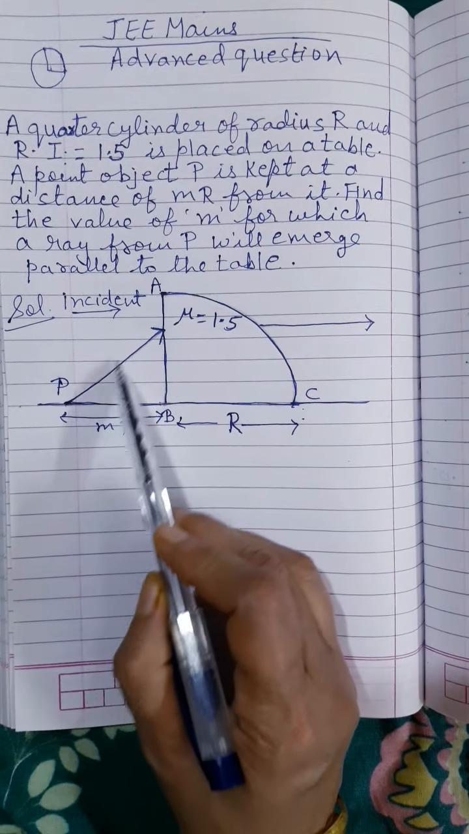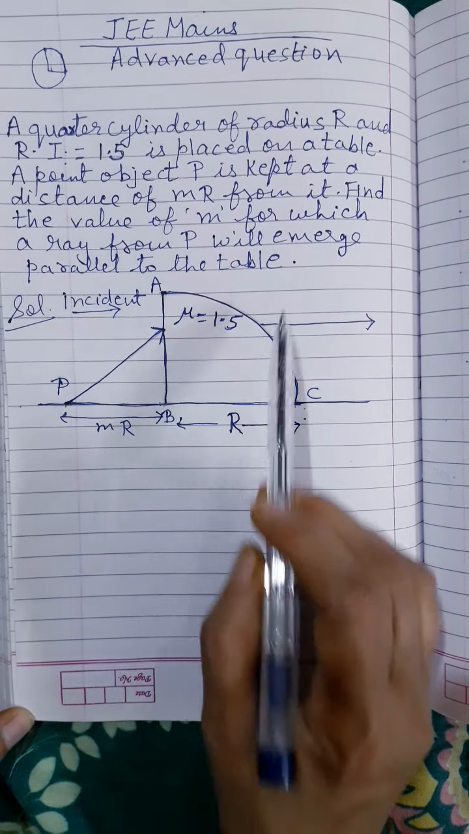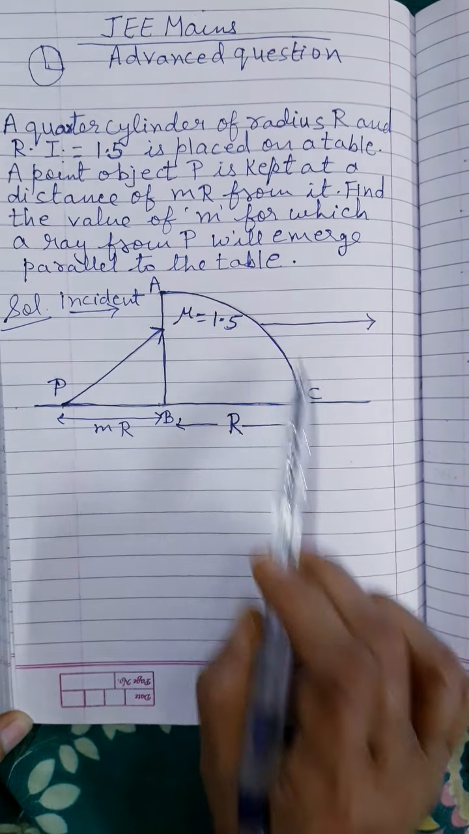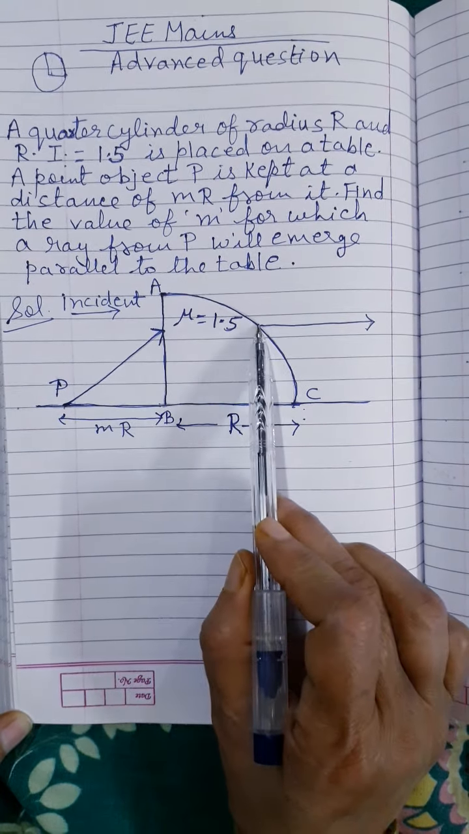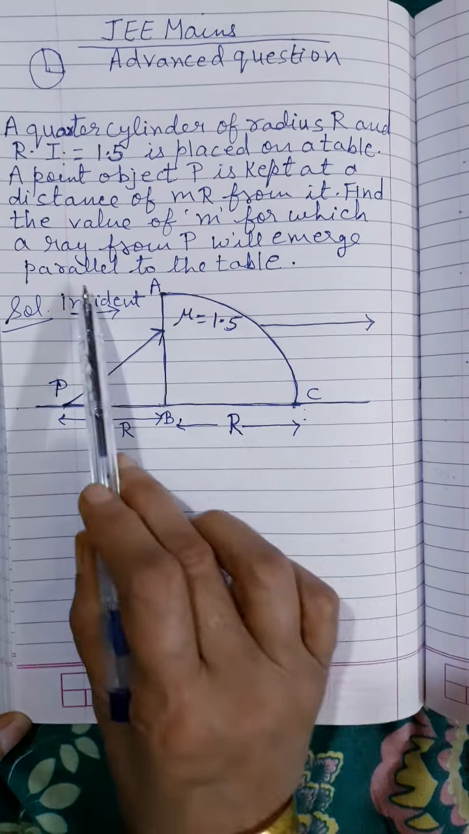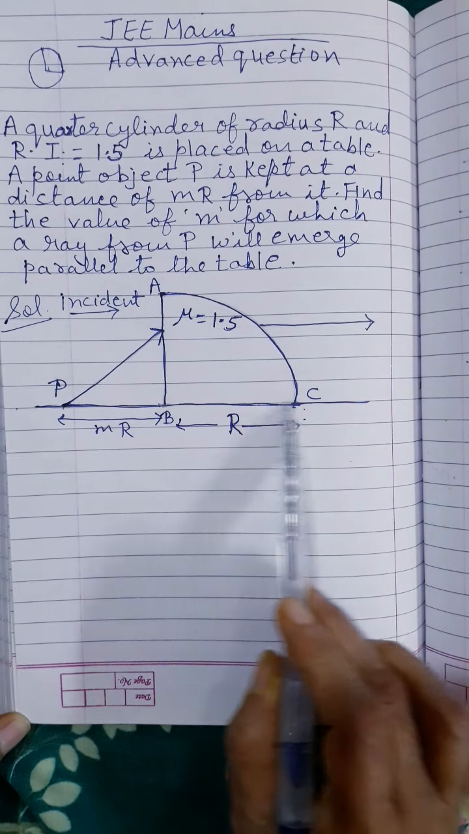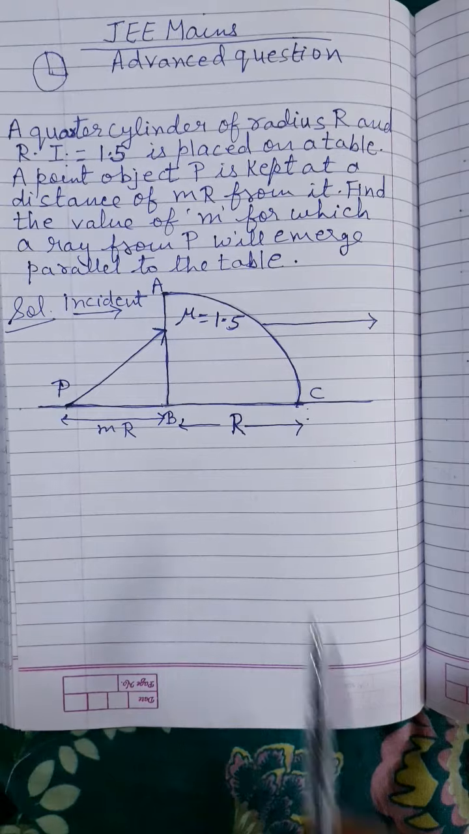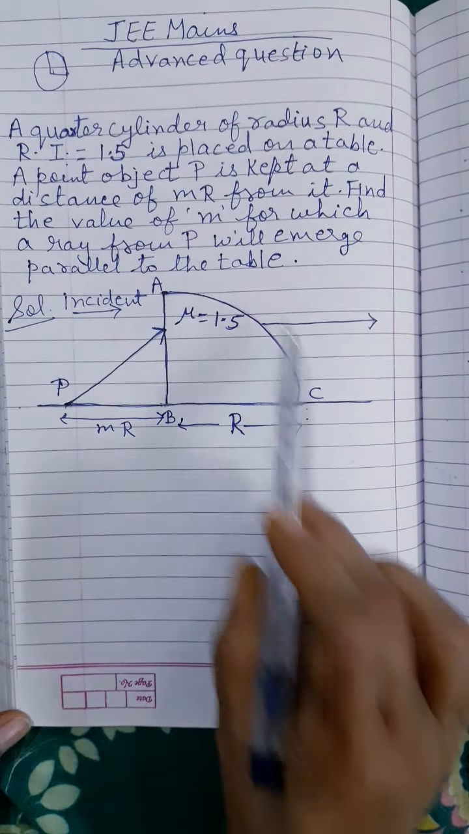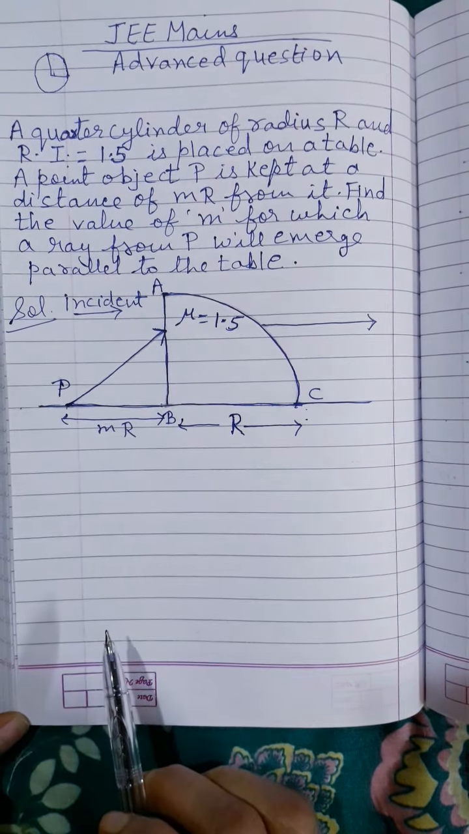This is the incident ray starting from the object which is kept at P, and the refraction will take place inside the glass material ABC. When it comes out from this glass material, it is given that this emergent ray is parallel to the table, means this is the parallel ray. Parallel to what? Parallel to PC. And BC is of course the radius of curvature of this quarter cylinder, and this is the direction for the incident ray which is being shown in the figure.